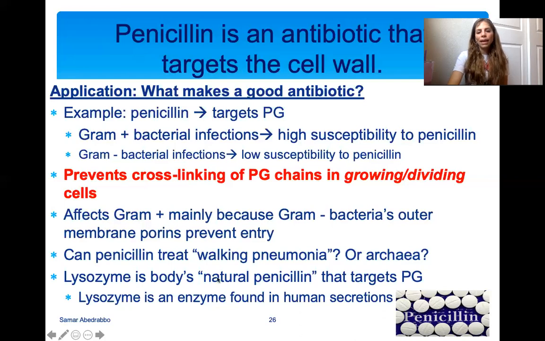And just keep in mind that we have lysozyme, and lysozyme is our natural penicillin. So lysozyme is an enzyme that's found in human secretions such as tears. And so your tears are very good antibiotic components to target gram-positive bacteria. And we'll learn more about this later on.